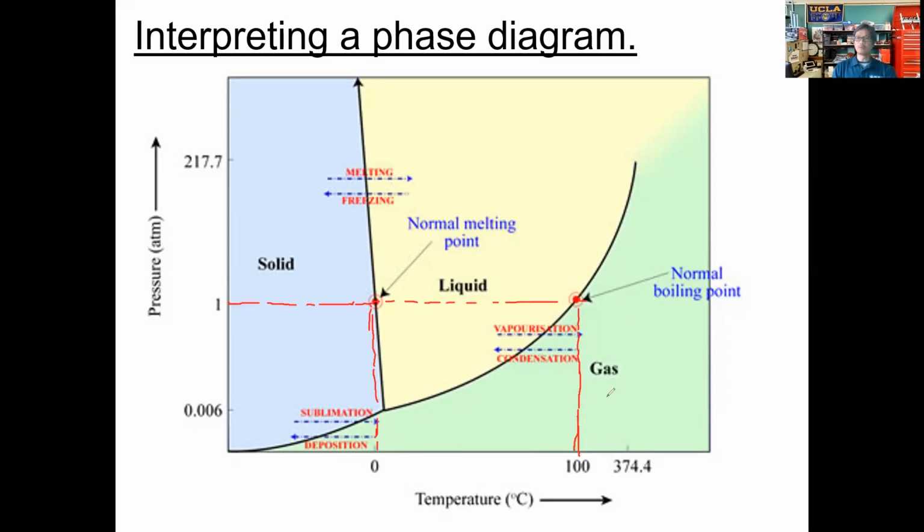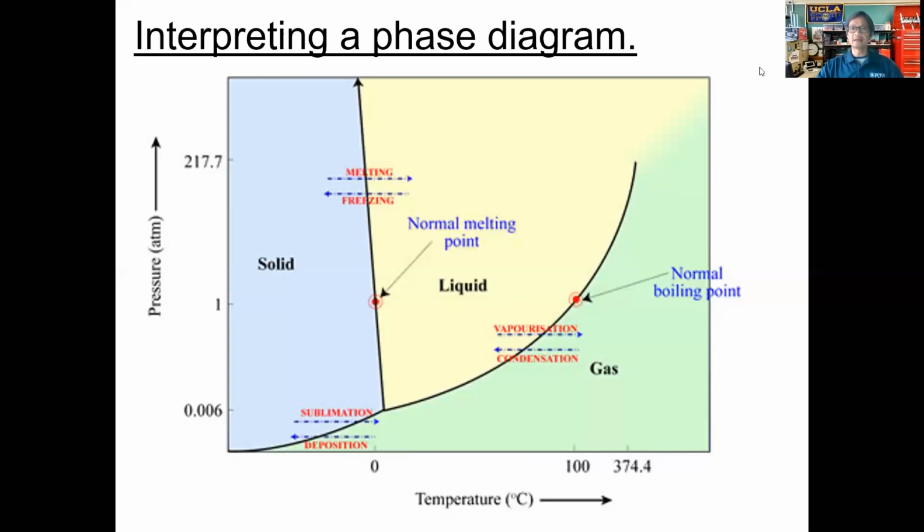And so hopefully, like I pointed out to you, with this phase diagram you can identify the substance that it is representing based on the boiling point and the melting point here. What substance melts at 0 degrees Celsius at 1 atmosphere and boils at 100 degrees? This is the phase diagram for water. All right.